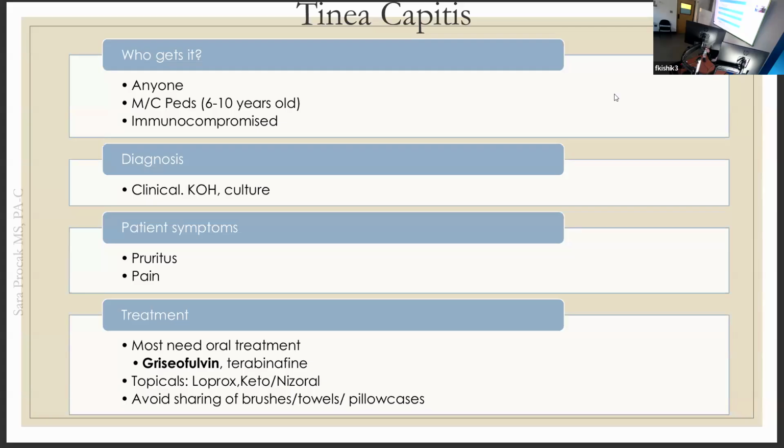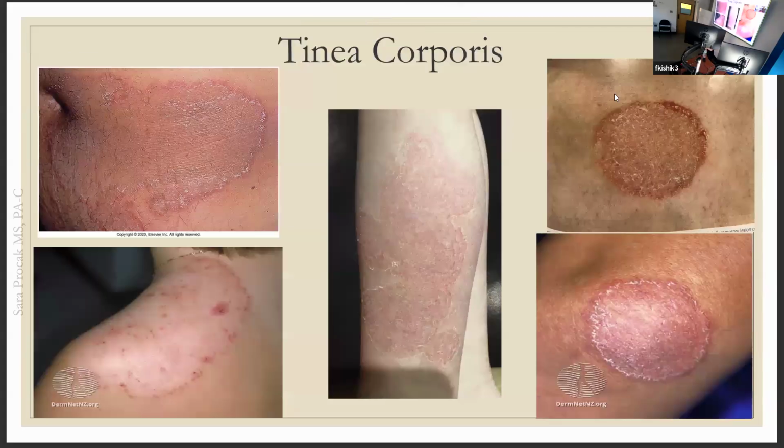All right. Tinea corporis. So this is going to be where you have the dermatophyte infection that is affecting the trunk and the extremities and the nape of the neck. That's going to define tinea corporis for you.